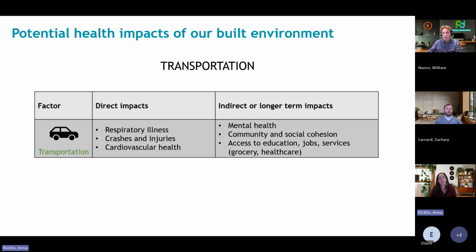Of course, busy roads also separate communities, so that can impact our community cohesion, our social connections, and of course, the options that are available to us via the transportation network limit or give us increased access to an array of things that support our health, like education, employment, grocery or healthcare services.